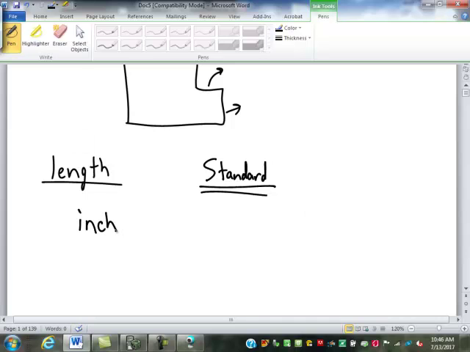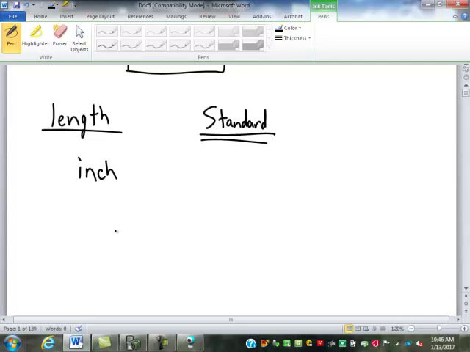Now, obviously there were things bigger than an inch. What do we have in our standard system that's bigger than an inch that we use? What's the next unit up? A foot is what we commonly look at for the next unit up. How many inches are in a foot? There's 12 inches in a foot.